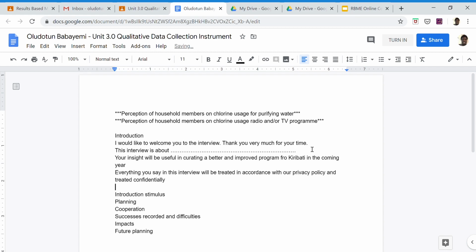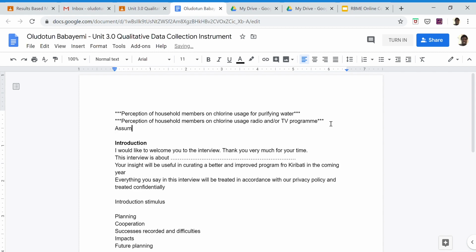It might not be you that is involved, maybe you have your enumerators, but this guides them whenever they want to start. So depending on the target, I might be assuming that my target is maybe key stakeholders, for example.